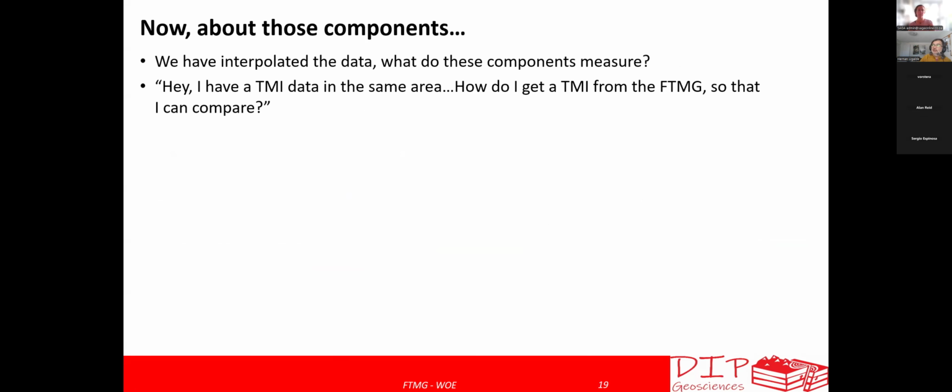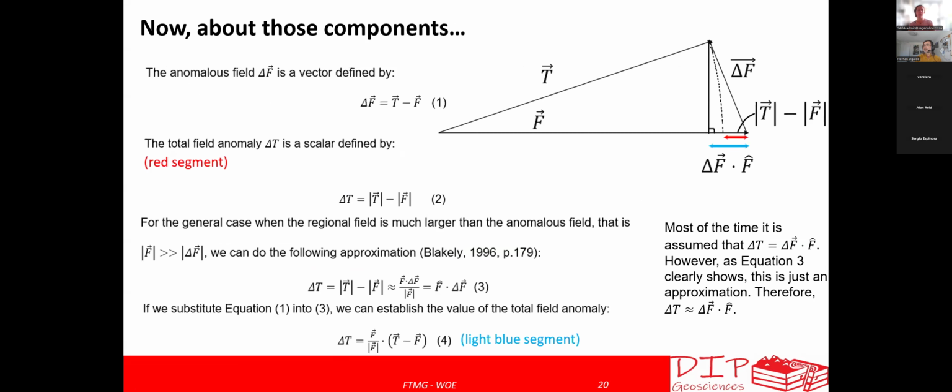So now let's see what we do about those components, or how can we go from tensor components to TMI. Okay, and Gordon is there, so he's going to be happy about this. So what are we measuring here? The anomalous field is a vector defined by T minus F. This is the total field, this is what we measure, and this is the IGRF, or the Earth's magnetic field. So the difference between those two is delta F in vectors.